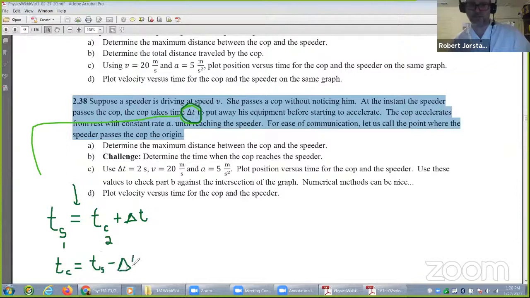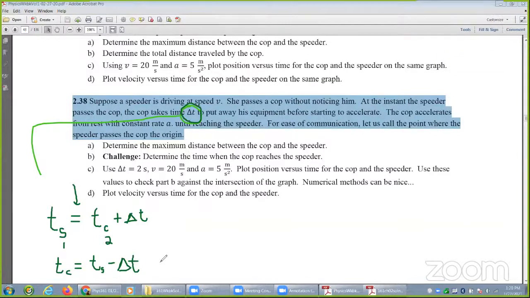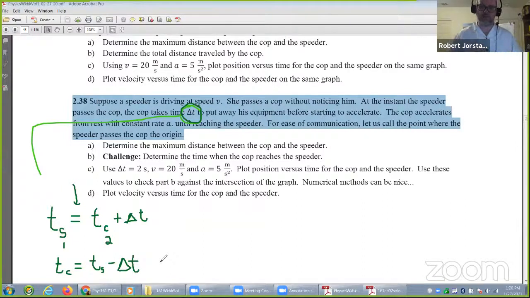Do you agree those are identical statements? Yes, equivalent statements, not identical. So that's the trick. So now you know how to handle this. If the cop accelerates, then goes to a constant, you can do this one.